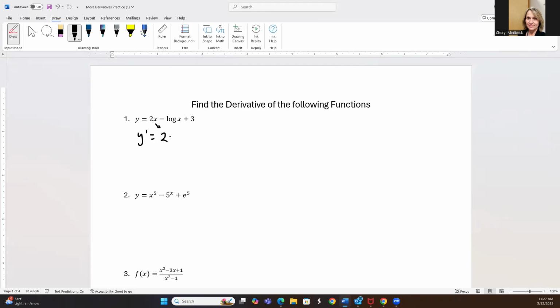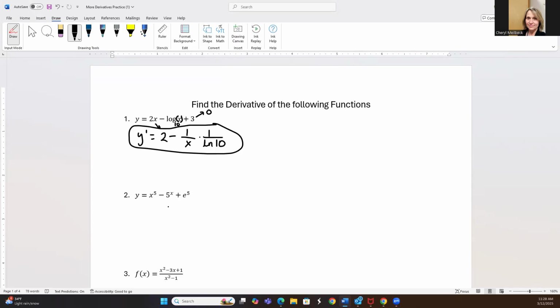The derivative of log x, the derivative of any logarithm is 1 over the argument. So it's going to be 1 over x. But because this is not natural log base e, we also have to multiply by 1 over the natural log of 10. Whenever you have a log that is not natural log, this is how we take the derivative. The derivative of 3 is a constant, so it would be 0. And that is our answer to problem number 1.